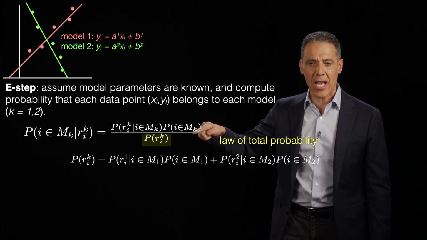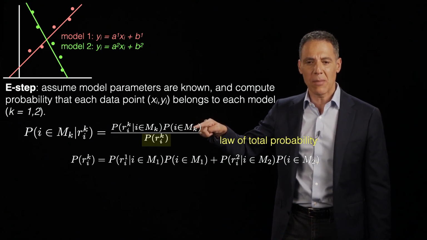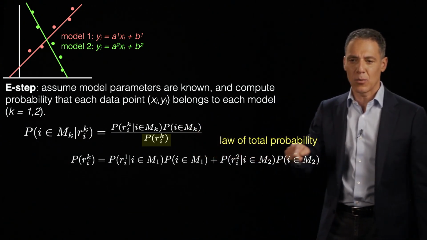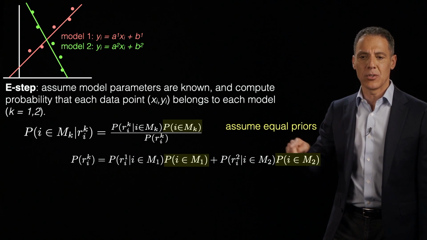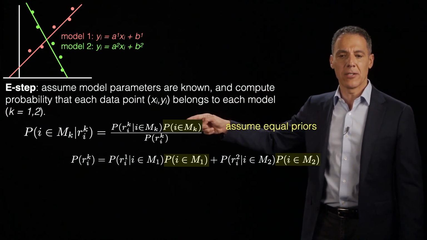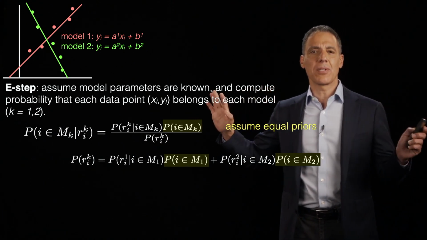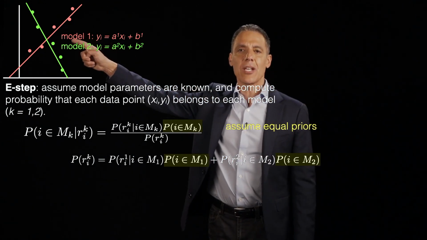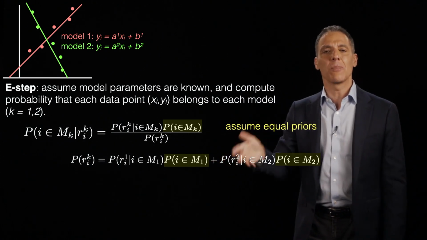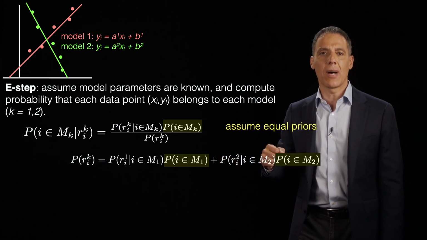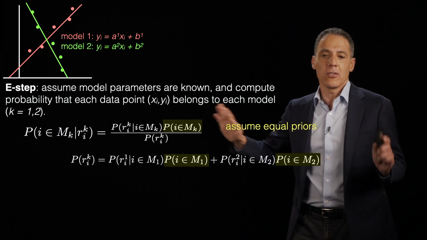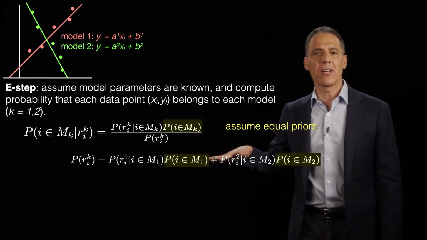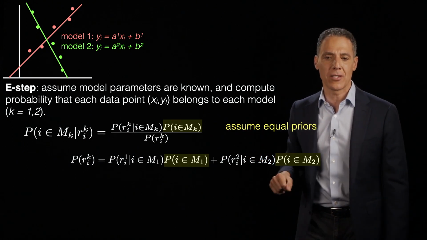So notice that up top, I have the probability that I belongs to model K, and I have the prior here, and I have the probability that I belongs to model 1, probability that I belongs to model 2, in the numerator and the denominator. So let's go ahead for simplicity and assume equal priors. That is, let's assume that every data point is just as likely to belong to model 1 as it is to belong to model 2. Now, if it's not, it's fine. You'll have to push through a little bit more of these probabilities. But to simplify the probability estimation here, let's go ahead and assume that.